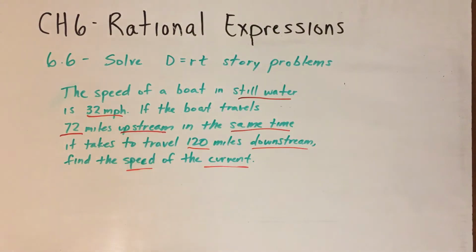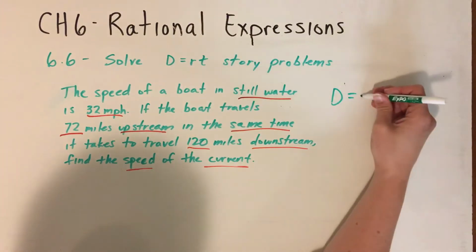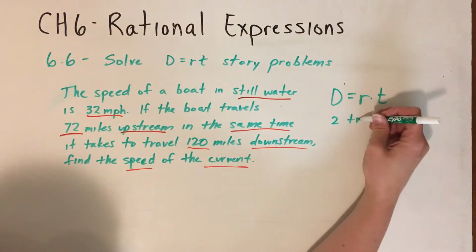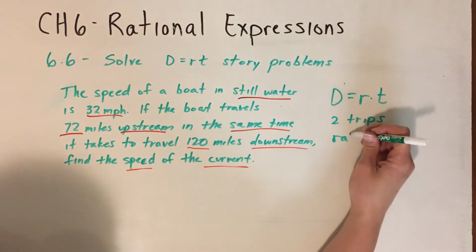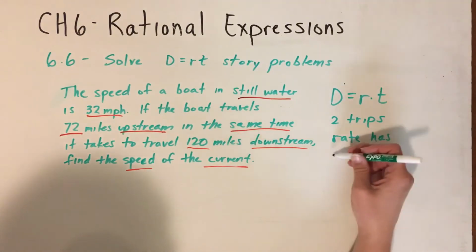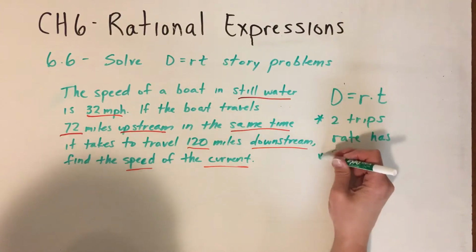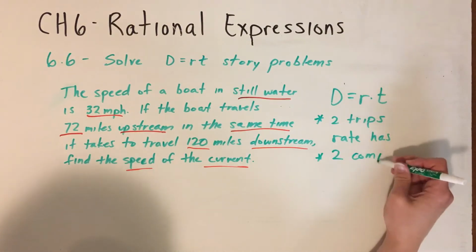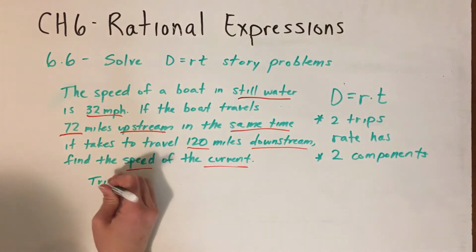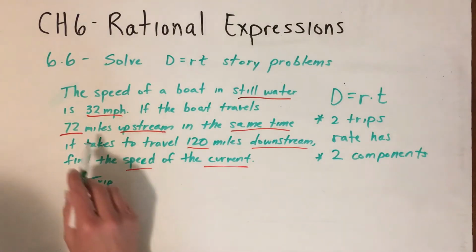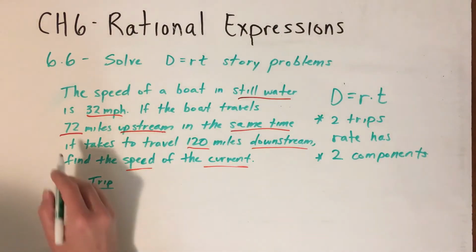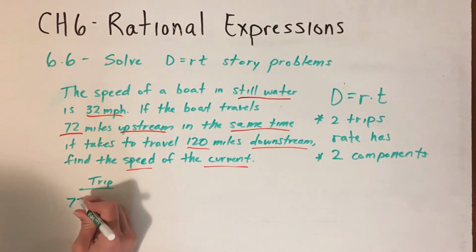So if I'm looking at distance equals rate times time, in this case I have 2 trips, and my rate has 2 facets or 2 components. Let's see if we can flesh this out. We've got trip 1. Trip 1 is upstream, so going upstream, you're going against the current. For the distance, we travel 72 miles.